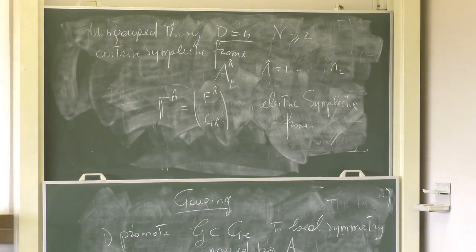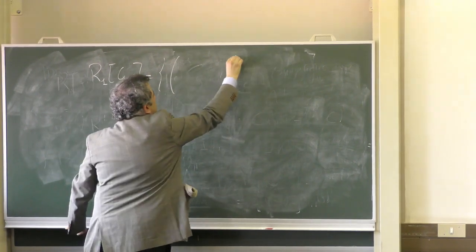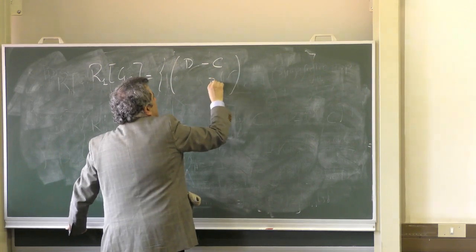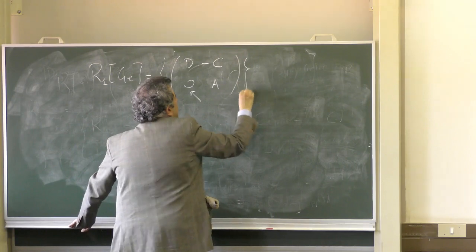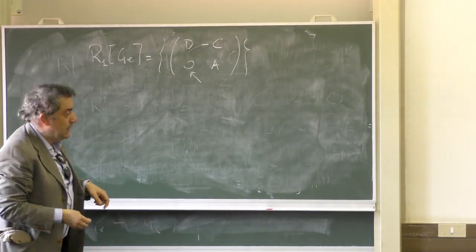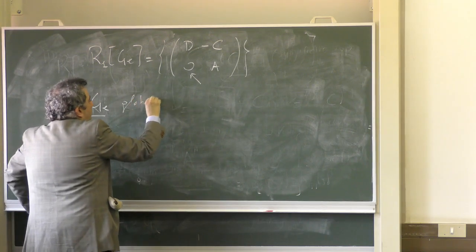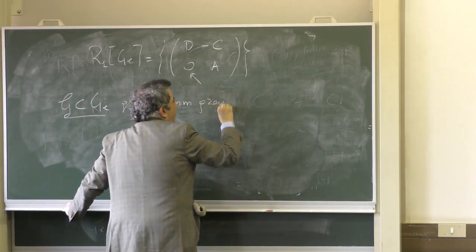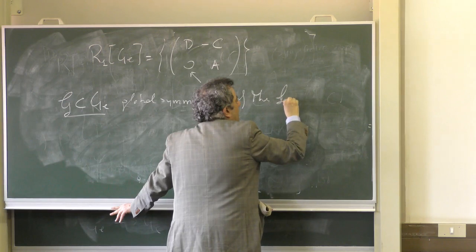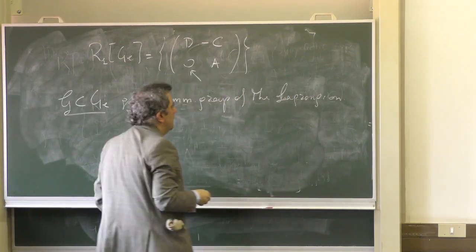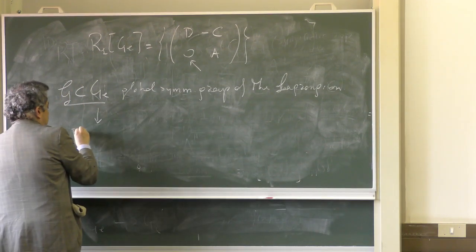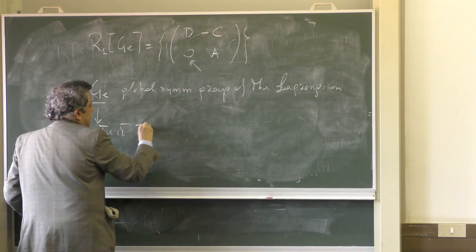In this symplectic frame, the global symmetry group will have a certain embedding inside the symplectic group. So in particular, R1 of GE will consist of matrices of the form A, B, C, D. Okay? It consists of matrices of this form, symplectic matrices. Next, we choose G inside GE, a global symmetry group of the vectors, and we want to promote it, promote a subgroup, to local symmetry.